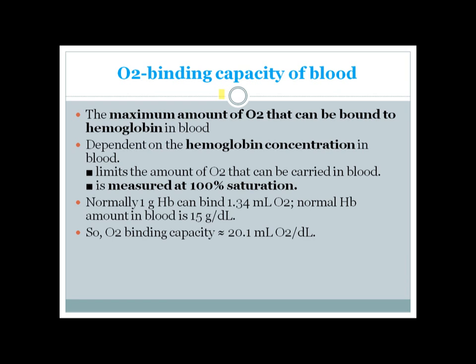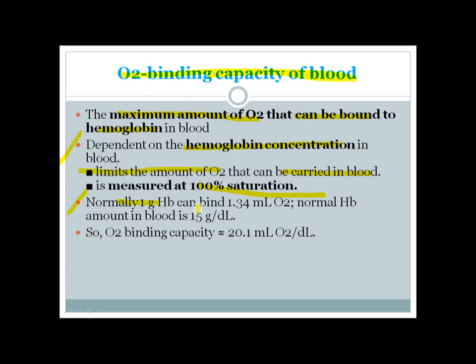Let's talk about the oxygen binding capacity of the blood. The bound oxygen is bound to hemoglobin. So it's the maximum amount of oxygen that can be bound to hemoglobin in blood, and simply it depends on the hemoglobin concentration in the blood. Hemoglobin concentration is the limiting factor for the amount of oxygen that can be carried in blood. And the oxygen binding capacity of blood is measured at 100% saturation of hemoglobin.